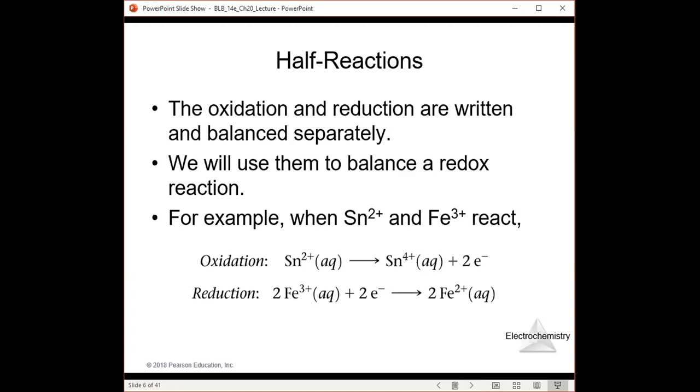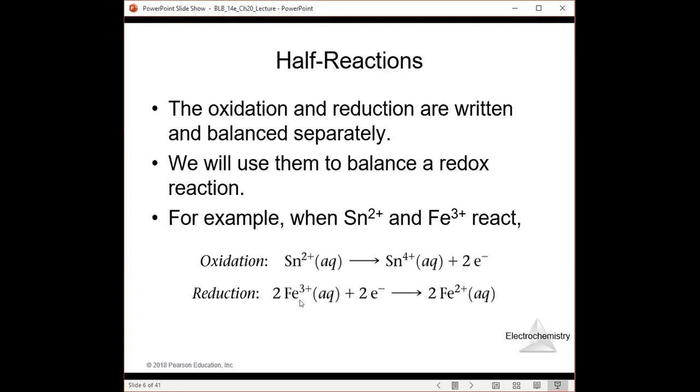So what they did here, they did the oxidation of Sn. So they said Sn2+ aqueous yields Sn4+ plus 2 electrons. And that basically means they lost 2 electrons. So they put the 4+ on here, and then the 2 electrons come off.